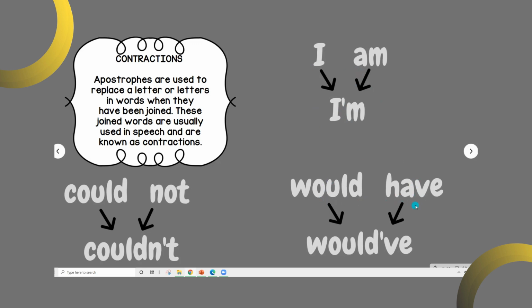Here you have would have. If you wanted to join it together to make a contraction, would've, nice and quick, rather than saying would have, you put the apostrophe where the missing letters are. You can see that the H and the A are missing, so that's where the apostrophe goes, between D and V. And here you've got could not, with the missing letter O between N and T, so you put the apostrophe there. Most contractions follow this rule where you put the apostrophe in where the missing letters are. When you follow this rule, it is called omission. Omission is where you put the apostrophe in to show where the missing letters are.